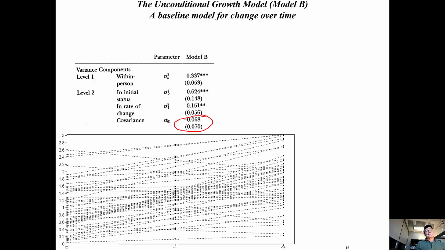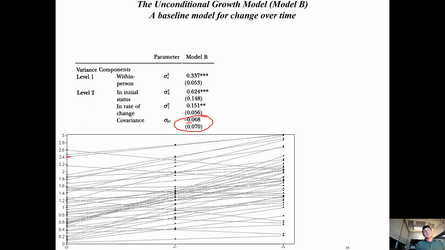So if people start off higher, do they change more or less? If people start off lower, do they change more or less? And here we've got a negative number. So basically saying if people start off higher, they're actually changing probably less. They're not changing as much.